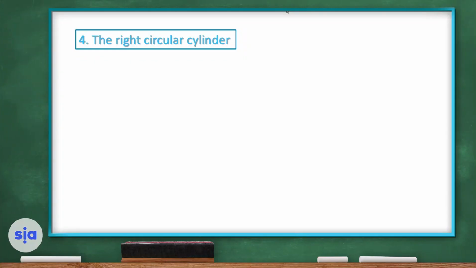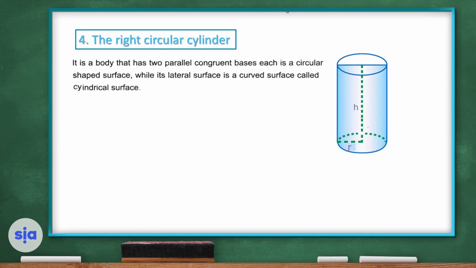The right circular cylinder is this figure. It is a body that has two parallel congruent bases. Each is a circular shaped surface, while its lateral surface is a curved surface called the cylindrical surface. The lateral area of this figure is the circumference of the base, which is the circumference of the circle, multiplied by the height of the figure.